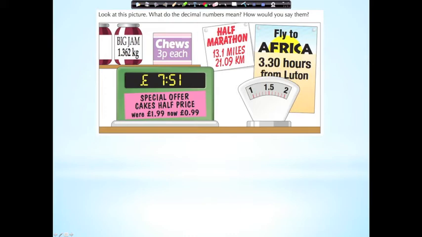Okay, this one here, we don't normally say 3.30 hours. I'm assuming that this means 3.5 hours because there's 30 minutes in 1 hour, but this notation is actually not very correct. So you would either write 3.5 hours or 3 hours and 30 minutes.